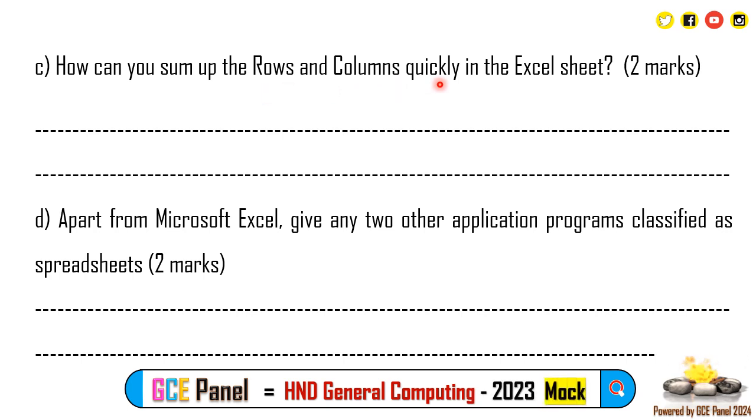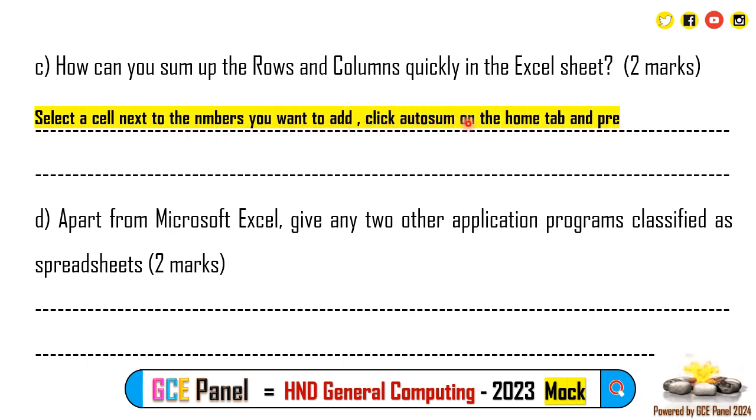How can you sum up the rows and columns quickly in Excel sheets? To quickly sum up rows and columns in an Excel sheet, select a cell next to the numbers you want to add. Click AutoSum on the Home tab and press Enter on the keyboard, and you are done. You see the sum automatically generated.